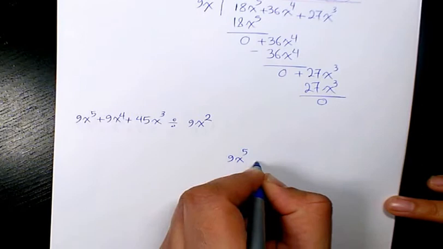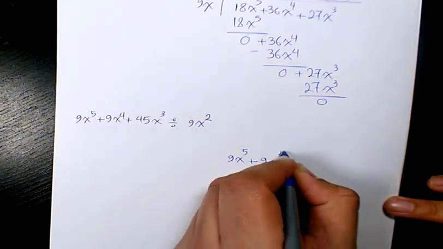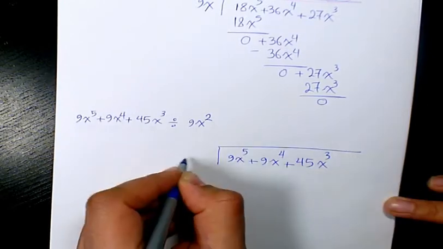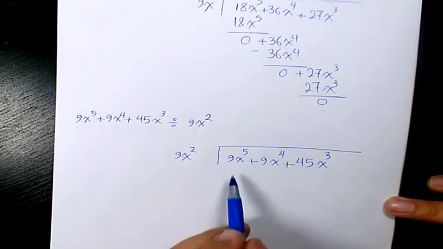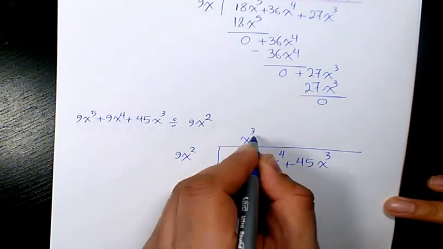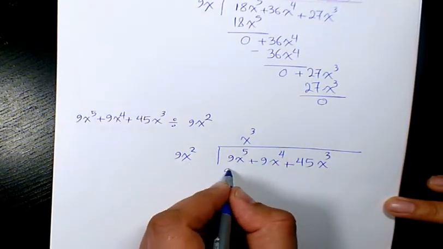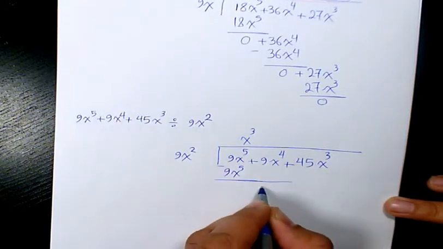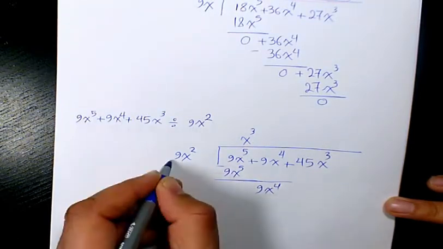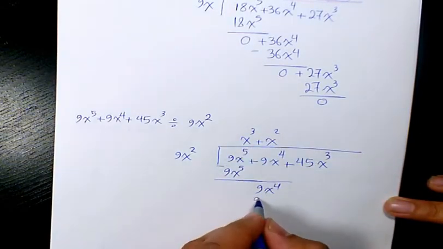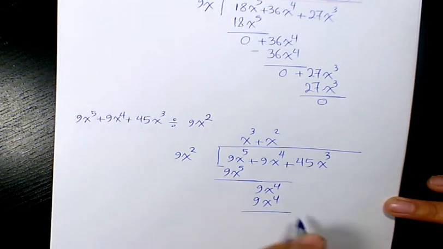9x to the power 5 plus 9x to the power 4 plus 45x cubed divided by 9x squared. This divided by this is going to be just x cubed. x cubed times 9x squared is going to be 9x to the power 5. Subtract, it is going to be 0. Then you bring this one down. Then you divide it by this, it is going to be x squared. x squared times 9x squared is going to be 9x to the power 4. Subtracted, it is going to be 0.